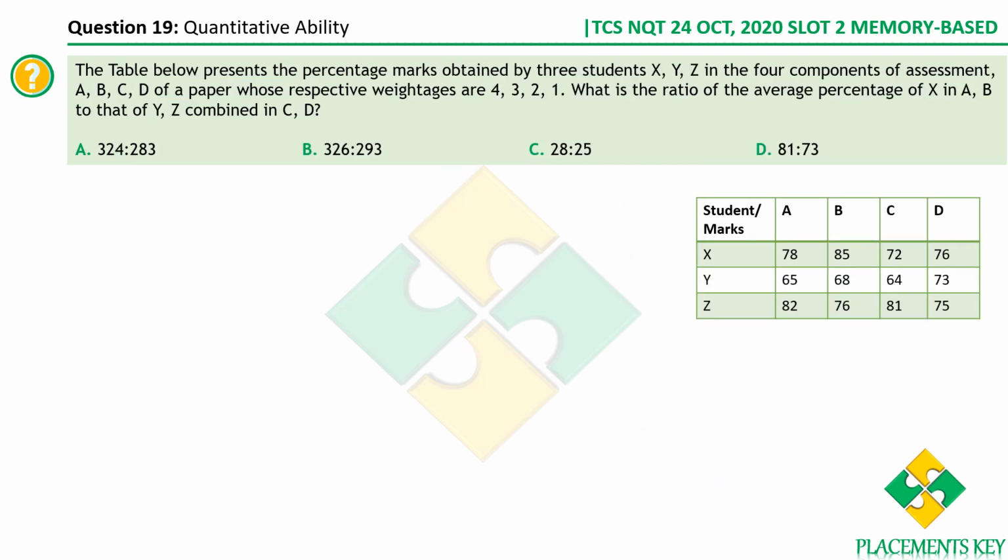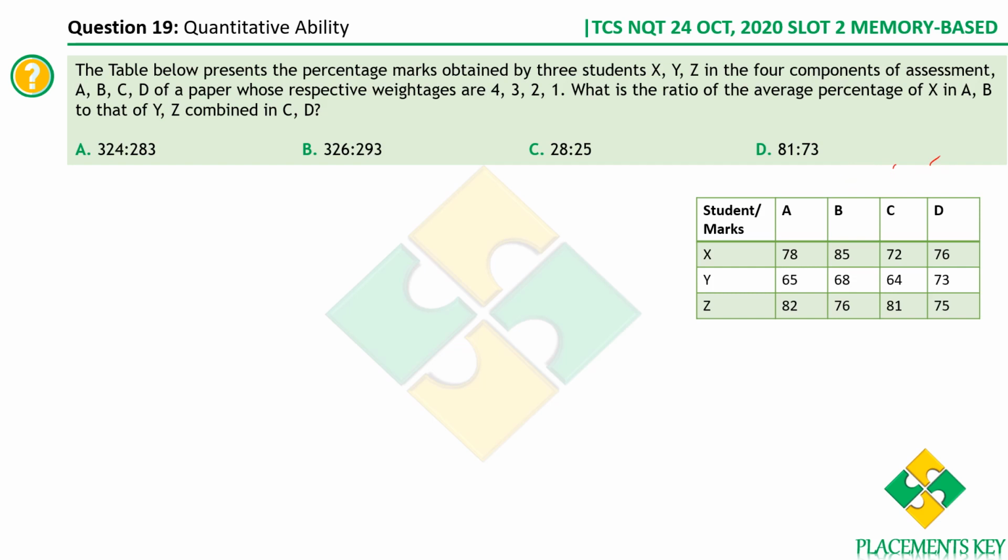Okay, the last question in this set, in this lecture. The table below represents the percentage marks of the students X, Y, and Z. So these are the students, and these are the subjects. You have A, B, C, D of a paper. A, B, C, D are subjects.